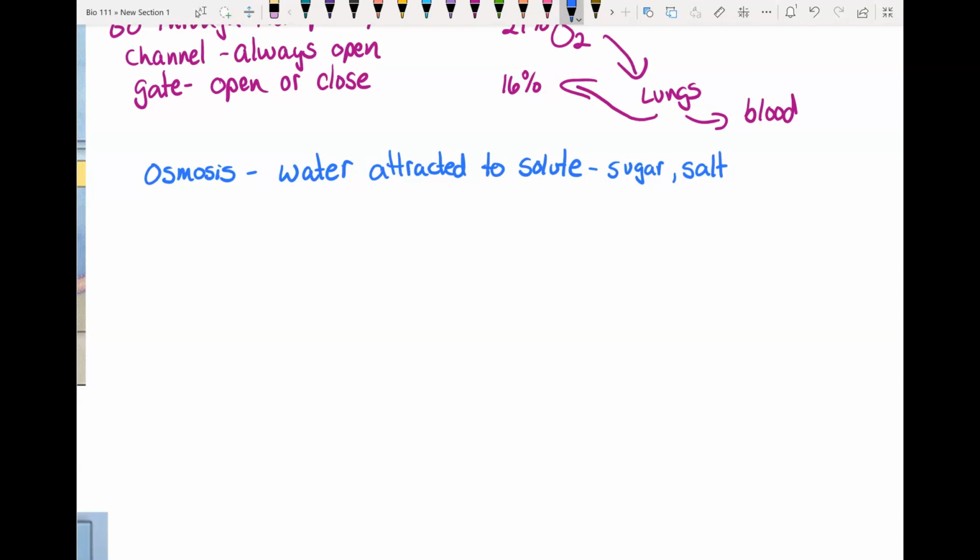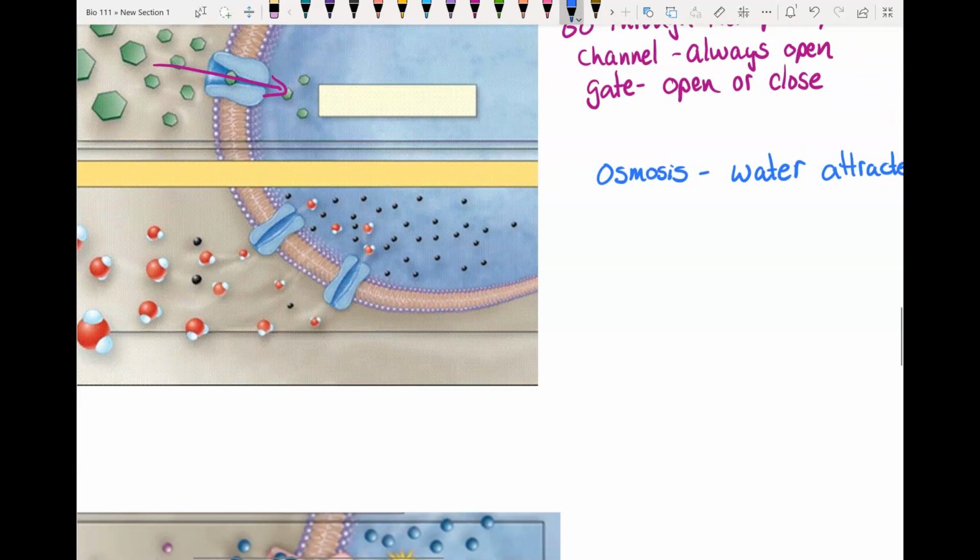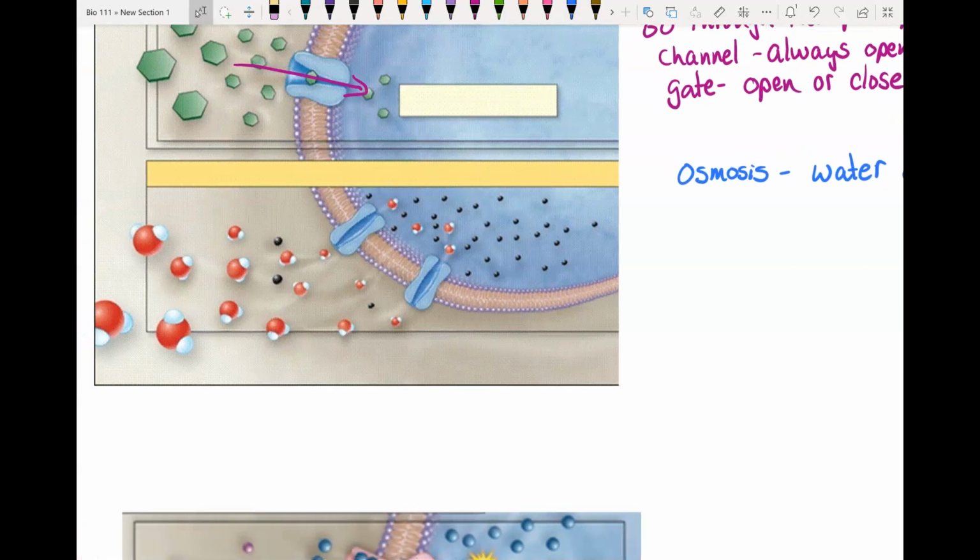Water is attracted to these molecules. It wants to be with them. It wants to go to where they are. In this picture, these black dots are your solute. Out here is your water. So as you can see, there's more solute inside the cell. So the water is moving in there to be with the solute.